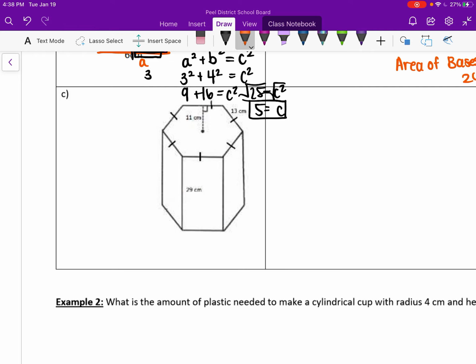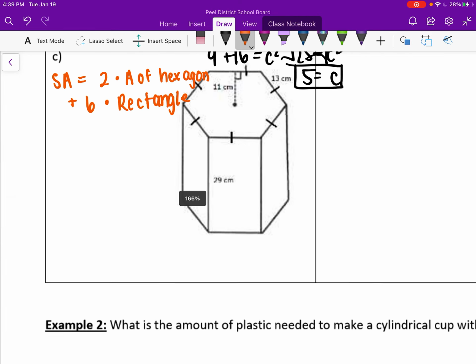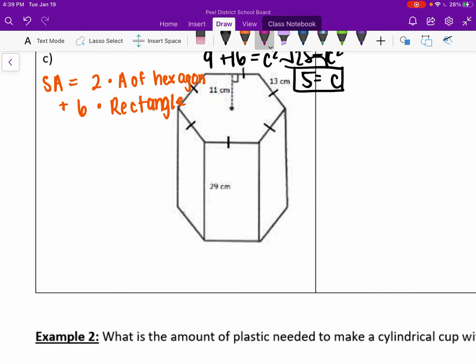So when we're looking at the surface area, our surface area is going to equal 2 times the area of the hexagon, plus there's going to be 6 rectangles, so 6 times the area of the rectangles. And this is one of those that is actually not in your formula sheet, so you have to think about it. So let's go back here and find the area of our hexagon.